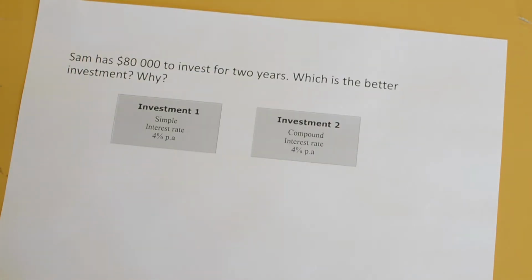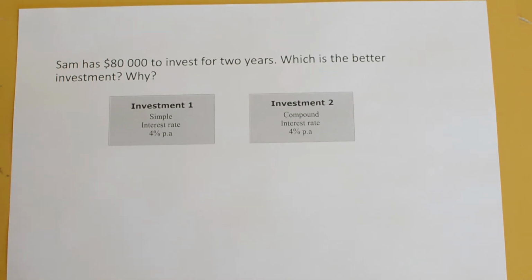Here's another example. Sam invests $80,000 for 2 years. Which is a better investment and why? So we have two investments. The first one is simple interest at 4%. The second is compound interest at 4%. So going by the result from the last example, we should have investment 2 being better because it is compounded as opposed to investment 1 simple.